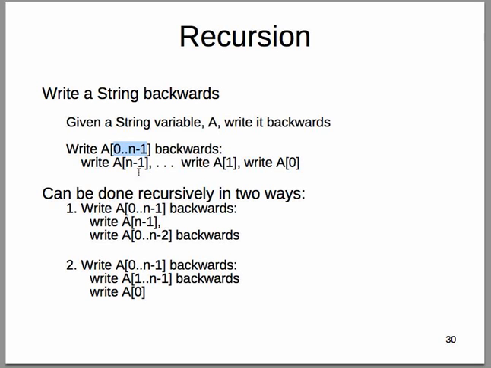So you should be able to set up a loop, but this can be done recursively in two ways, it turns out. There's two different ways, and they're different in a very subtle way. To write from a sub 0 to a sub n-1 backwards, you write a sub n-1 first, then you write a sub 0 to a sub n-2 backwards. Or, to write a sub 0 to a sub n-1 backwards, you write a sub 1 to a sub n-1 backwards, and then we write a sub 0. So these look very different, but they're actually going to accomplish the same task.